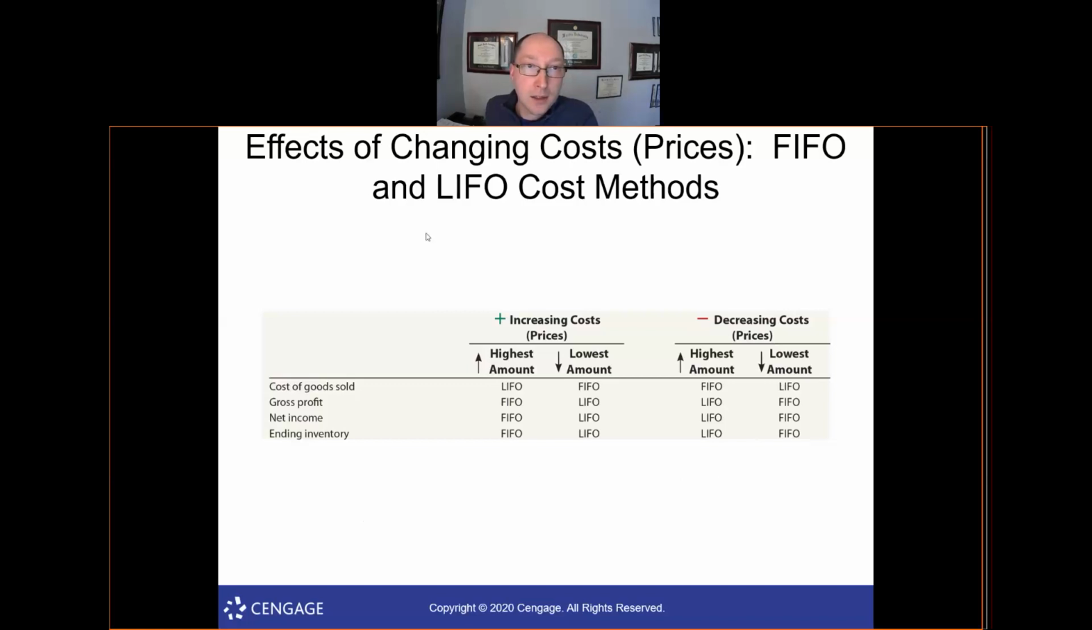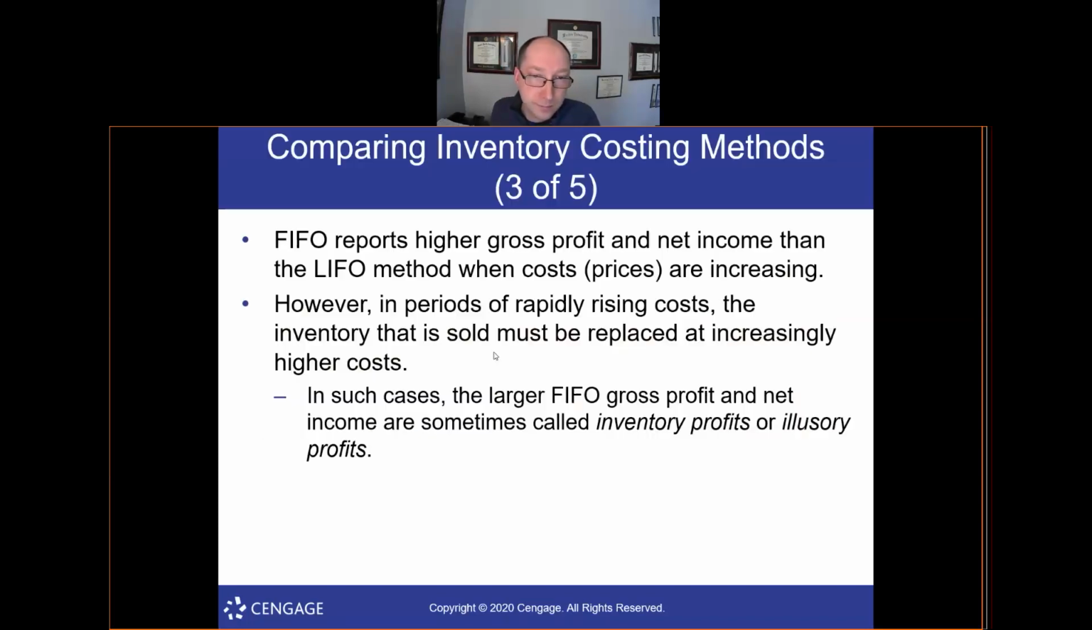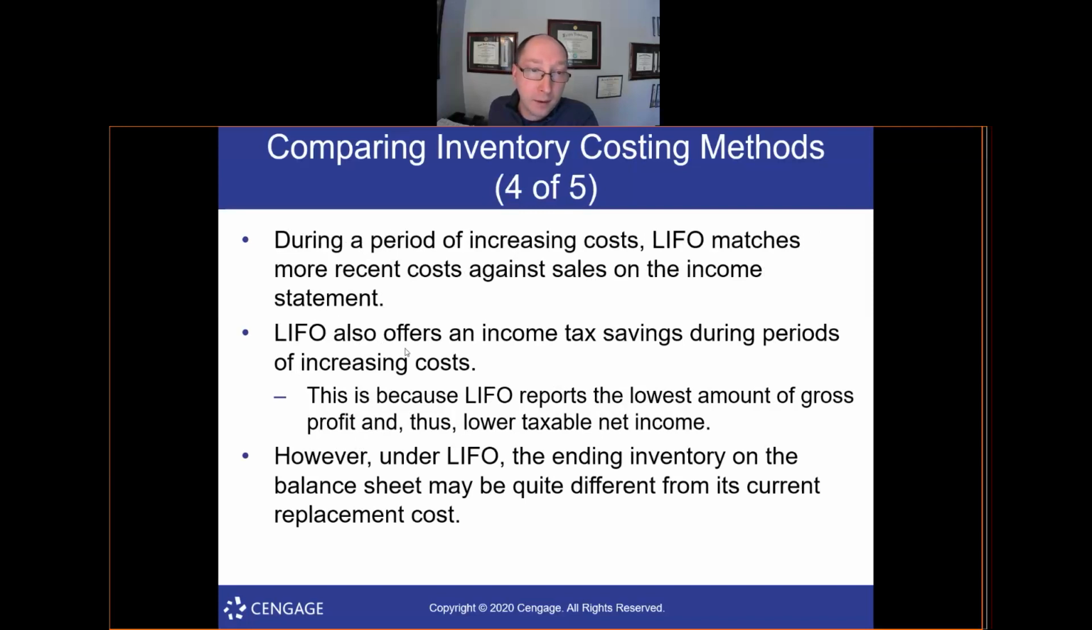Okay, so this represents the changes based off of the difference between cost of goods, based off of the first in, first out method and the last in, first out method. It shows what happens to the price and what happens to cost. It's just a nice representation of the difference between each one. Let's see. We talked about that.